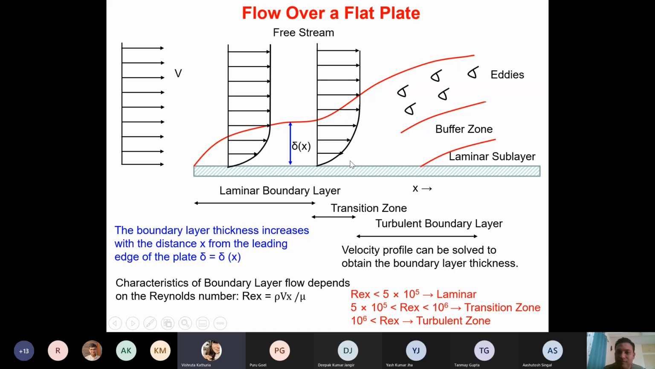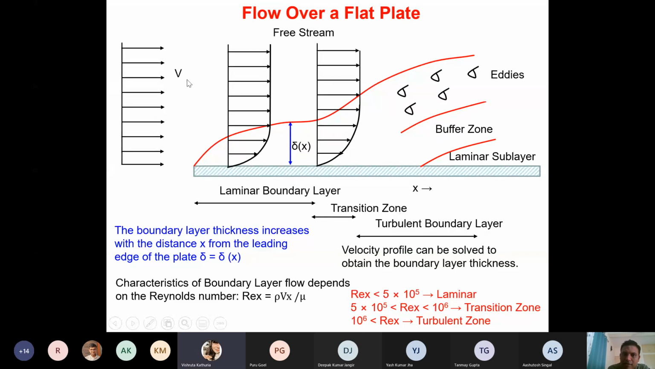So what is the physical meaning of this boundary layer? You will cover more details in fluid mechanics, but I am still giving you some picture here. There is a free stream velocity here. Near this wall surface, because of the no slip condition, the velocity is going to be 0. Is it all right?